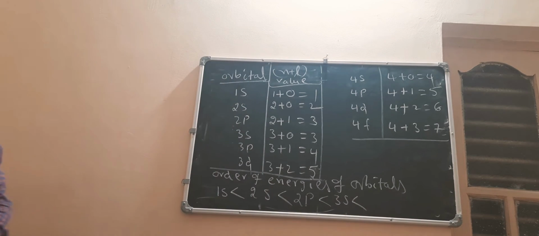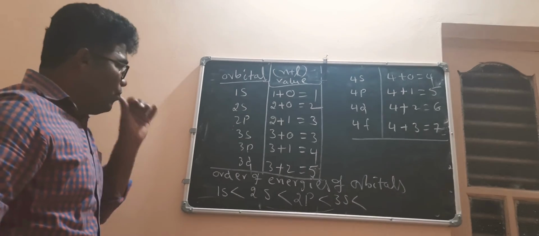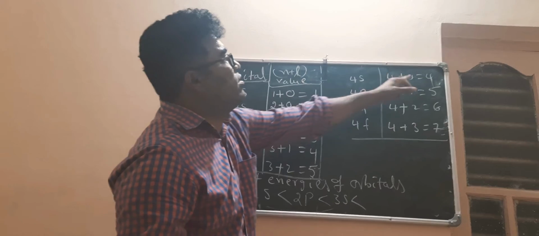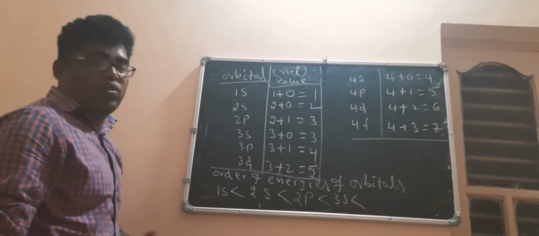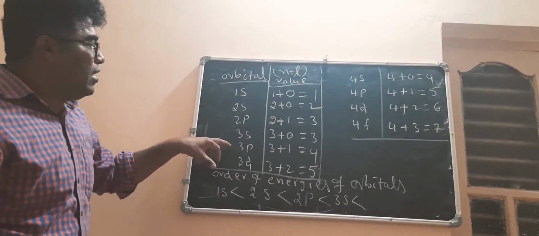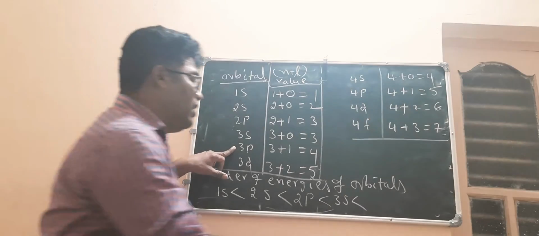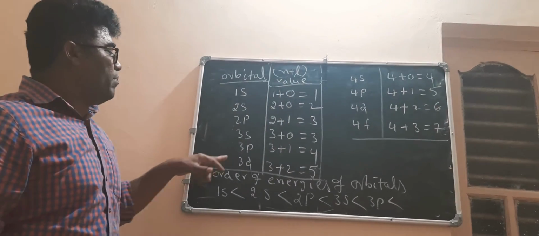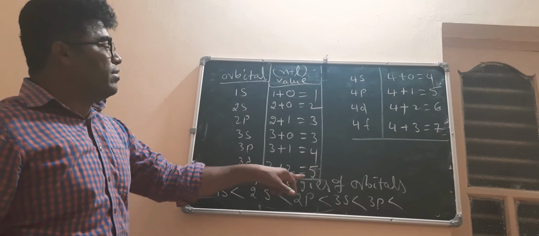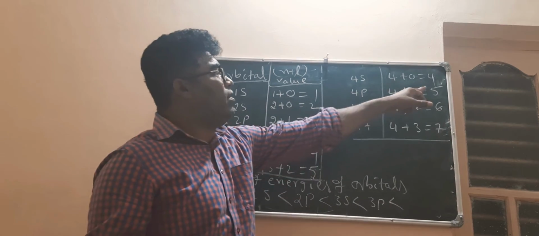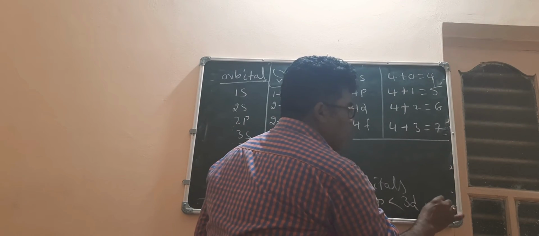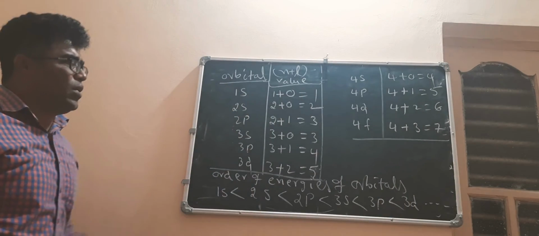Now after 3s, you go to 3p. You observe here 3p and 4s have the same n plus l value. Then the one with less n value has less energy. So 3s is less than 3p, which is less than 4s. After 3p, here 3d is 5, but 4p is also 5, so 3d comes first, and so on. This is important.